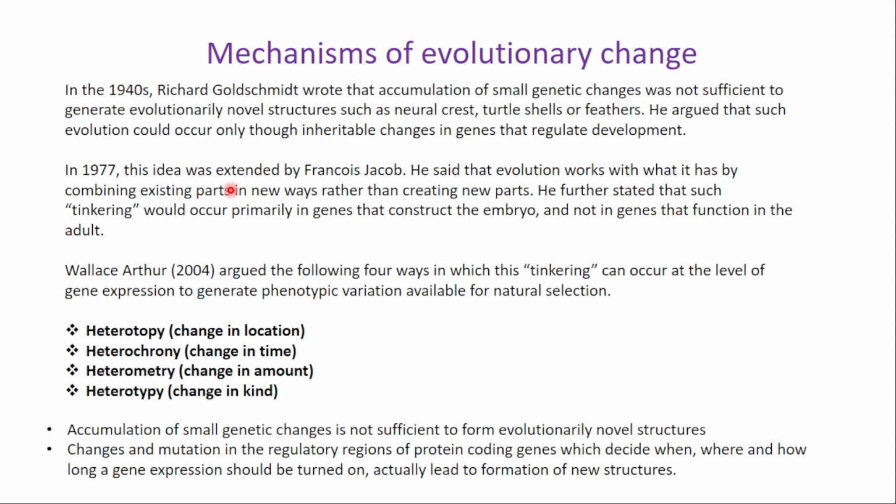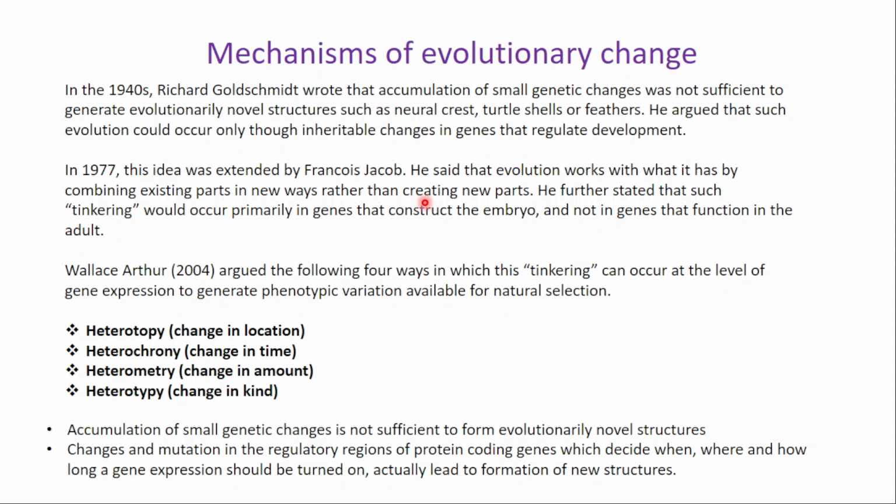He argued that such evolution could only occur through inheritable changes in genes that regulate development. So, some scientists found out that small changes accumulated over time cannot suddenly lead to the emergence of a new structure, but not the changes in the gene itself, but the regulatory regions that change lead to formation of such structures. In 1977, this idea was extended by Francois Jacob. He said that evolution works with what it has by combining existing parts in new ways rather than creating new parts. So it doesn't create new parts altogether, but combines different existing body plans.